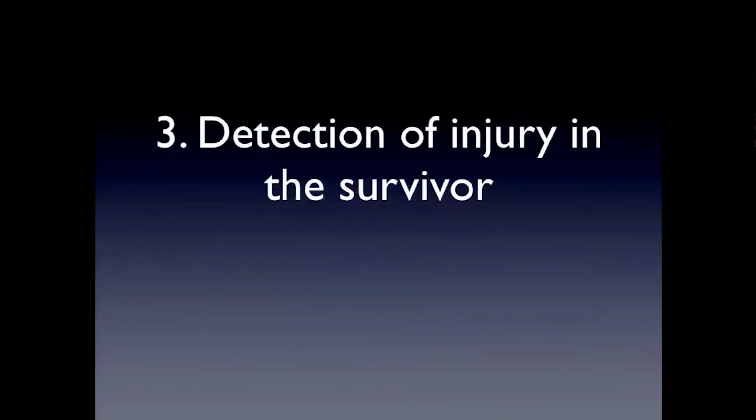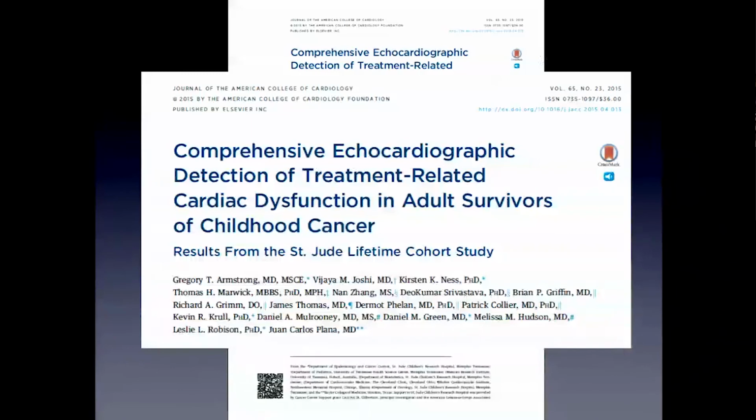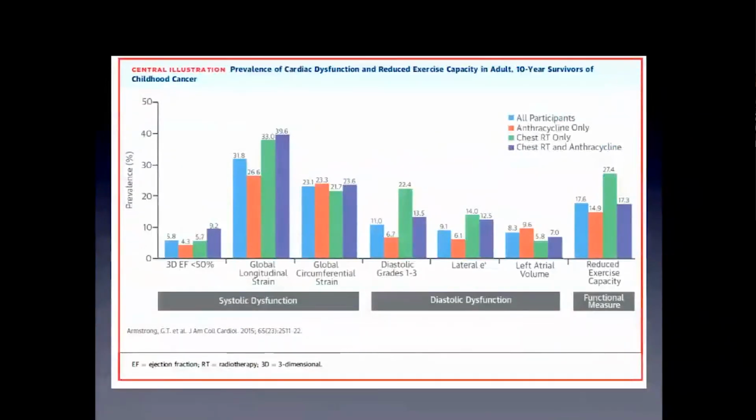Let me just wrap up to share with you a little bit of the work that we have done in the survivors. So this is work from the St. Jude Lifetime Cohort Study, the biggest cohort of survivors ever in the world. And it's very interesting because if you take a look by ejection fraction, only 5.8% of the patients will be called abnormal. But if you use new technology, like global longitudinal strain or even the assessment of diastology, you will realize that almost a third of these patients are abnormal.